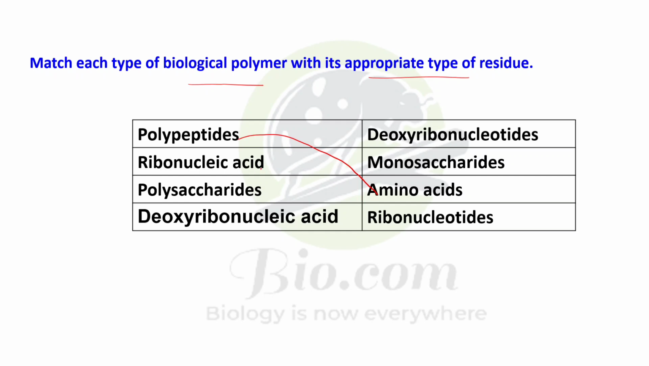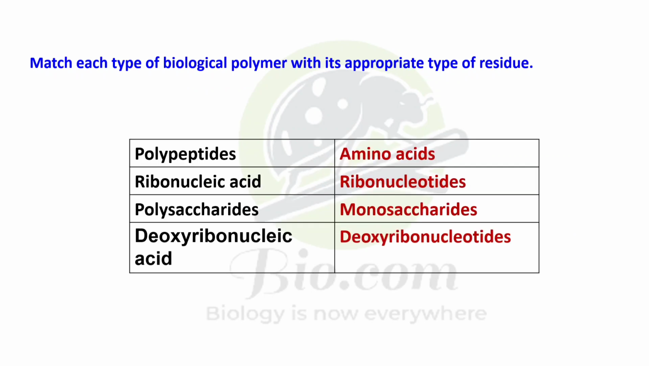Ribonucleic acid is made up of what? Ribonucleotides. Polysaccharide is made up of so many monosaccharides and disaccharides. Deoxyribonucleic acid, that is DNA, is made up of deoxyribonucleotides. So the correct answer is: polypeptides is a polymer of amino acids.